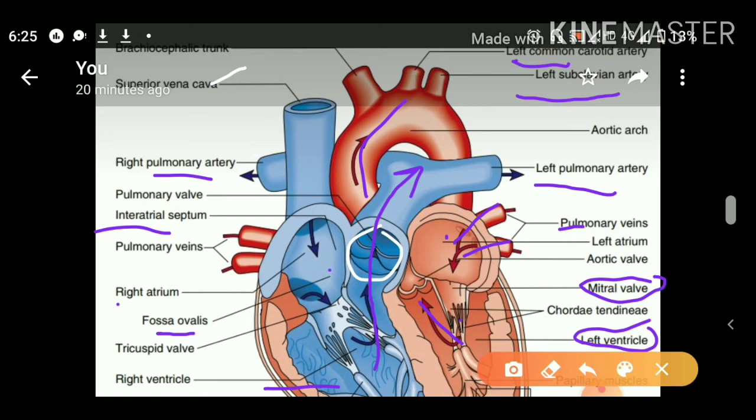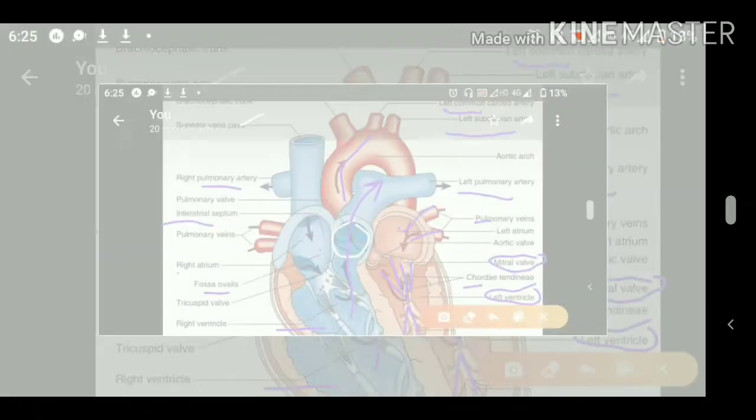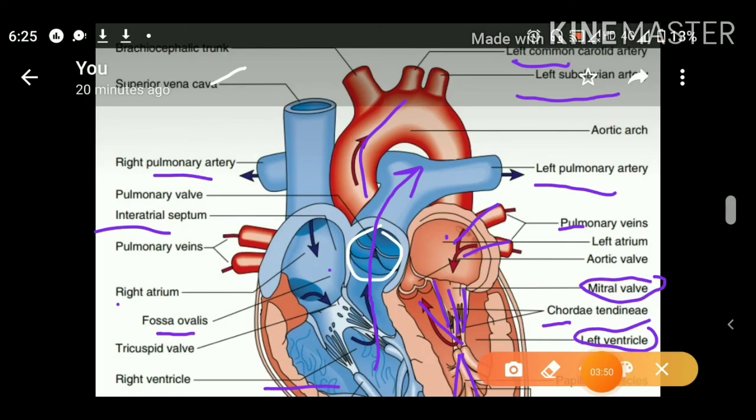Chordae tendineae are cord-like structures. They are tendons that are connected with the valves, and on another side they are connected with papillary muscles, which are the muscles of ventricle.